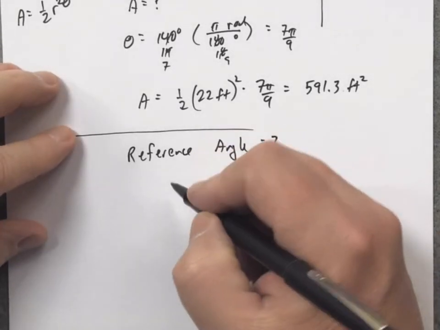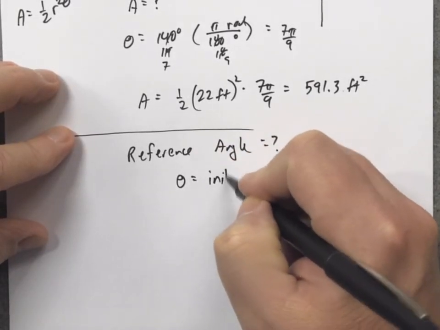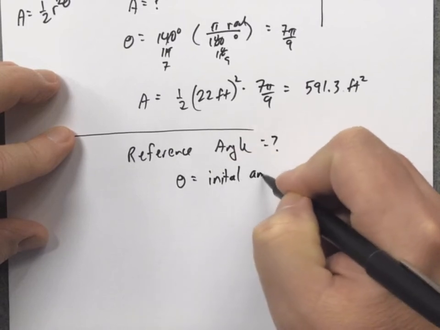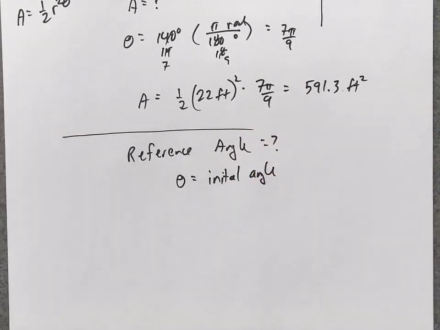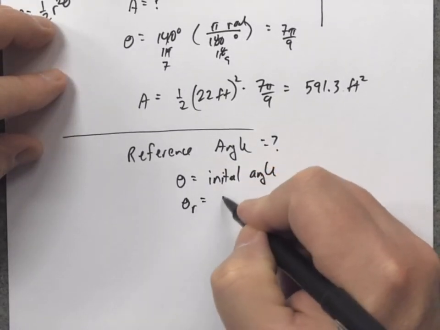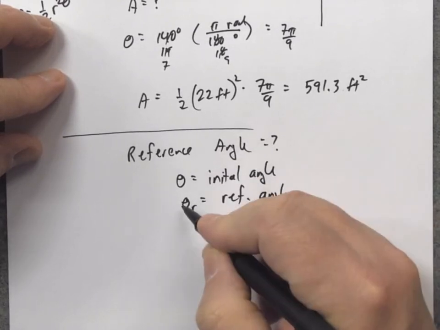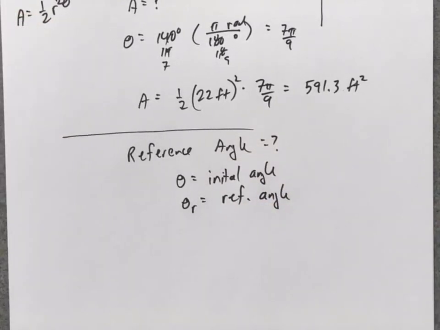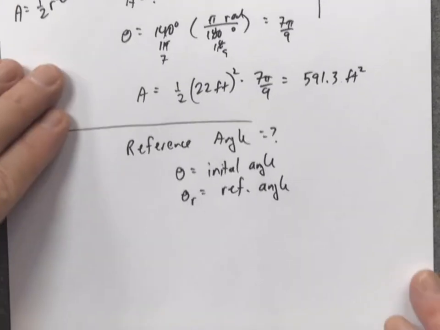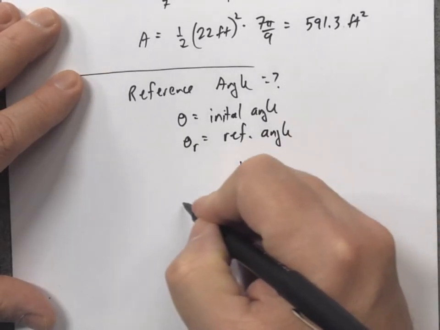So a lot of times, if you see me do a diagram, I just call theta my initial angle like I normally do. And then a lot of times, I'll call theta sub r my reference angle, especially when I'm drawing pictures, so you can just tell the difference. So what's the idea of reference angles? Well, here you go. Pretty straightforward.